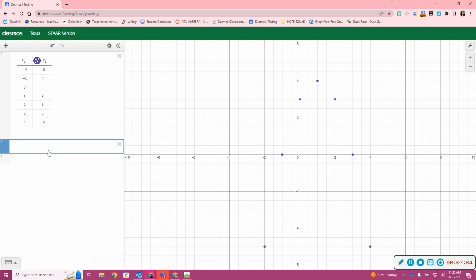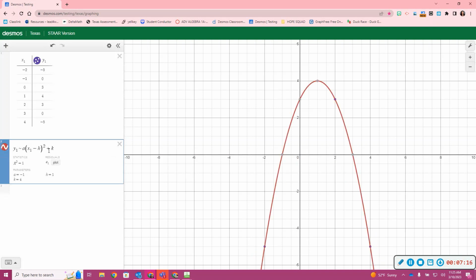So first I'm going to do vertex form, and I'm going to type in that formula that I gave you. y1 squiggle a(x1 minus h) squared plus k. And down here, you'll notice, it gives you your a value, h value, and k value. So I'm going to go ahead and write those values on my paper. We already have the h and k from knowing the vertex.